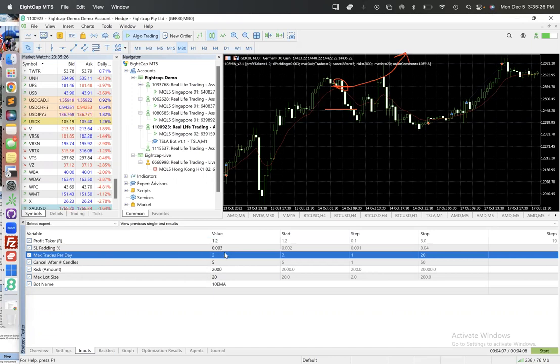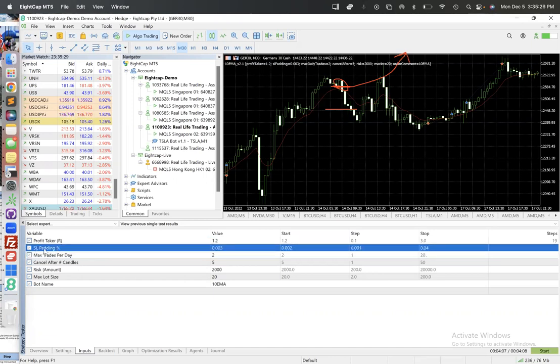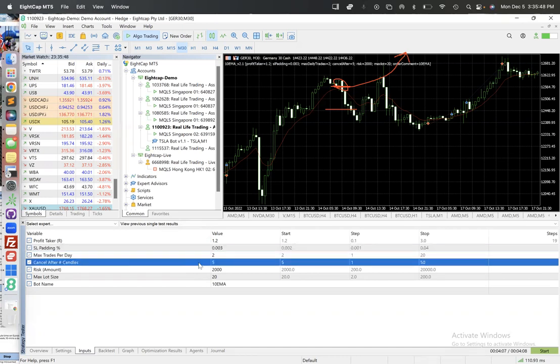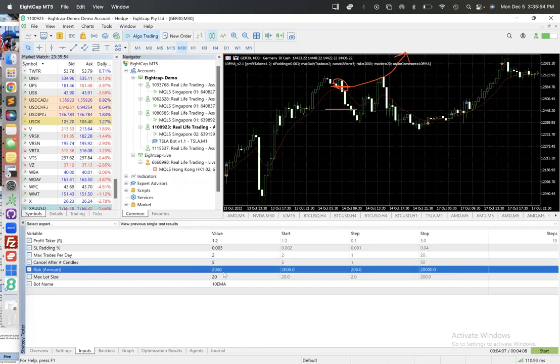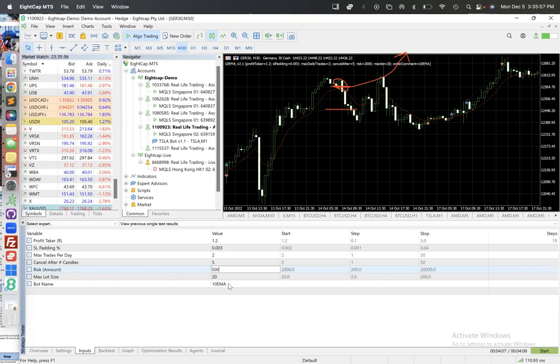And so the maximum number of trades per day is 2. The SL, or stop loss padding, basically means how much wiggle room, how much padding you want the bot to use to calculate some of these trades, where you're putting the stop loss below the low of a bullish trade or above the high of a bearish trade. Again, a certain number of candles, 5 candles, or it'll cancel. Risk amount, obviously if you're using a bigger account, or a smaller account, you would go lower. And then the max lot size. And that is how this strategy works.